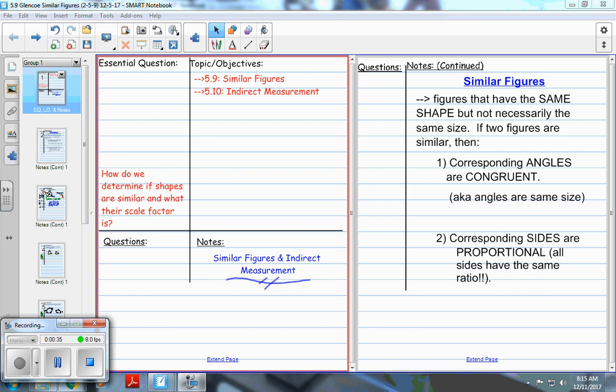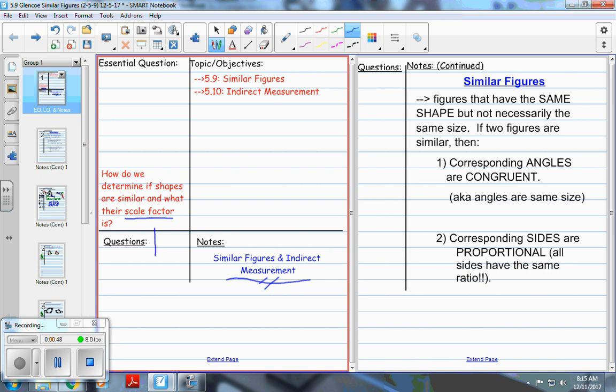Welcome back, students. So our essential focus here is how do we determine if shapes are similar? And we're going to learn that in the beginning parts. We're going to have a little bit about geometry and then what their scale factor is. When I'm talking about this scale factor, I'm really thinking about that constant ratio that if they are similar, they're both going to have. I used a different word, scale factor, in this lesson that we cycled from 5.8 on scale drawings. But really, just so you realize, scale factor is really similar to constant ratio.